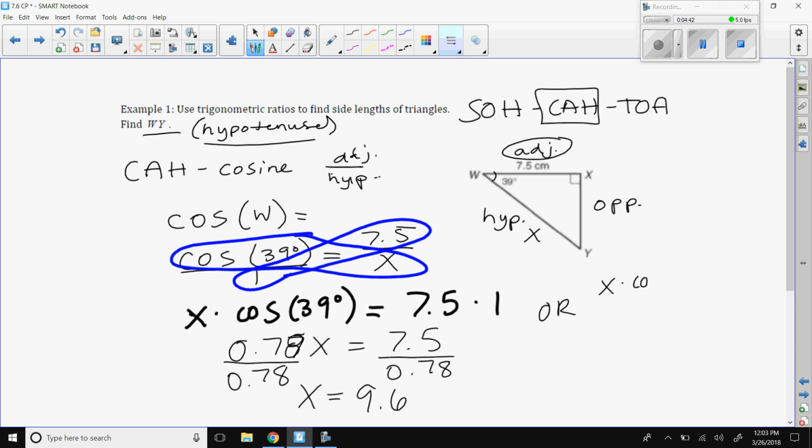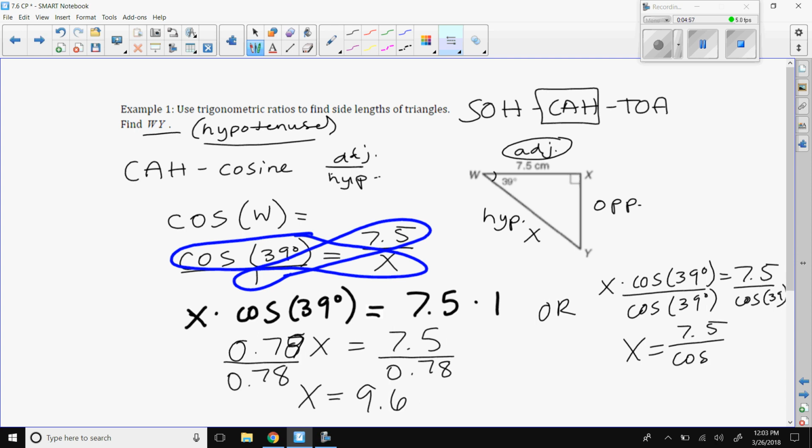Or you can keep it as it is and divide on both sides. If I have x times cosine of 39 degrees equals 7.5, I can divide by cosine of 39 on both sides, keeping it as it is. X equals 7.5 over cosine of 39, and then I put that in my calculator, and I still end up with 9.6. I think this one is like 9.65, and this one was 9.61. Very similar. All right, so practice some of those problems.